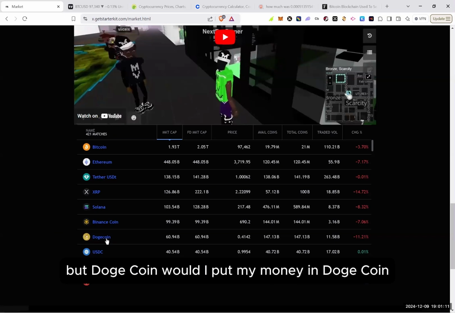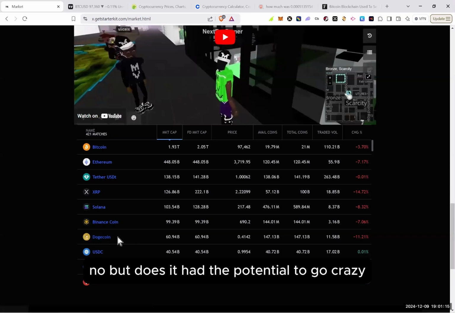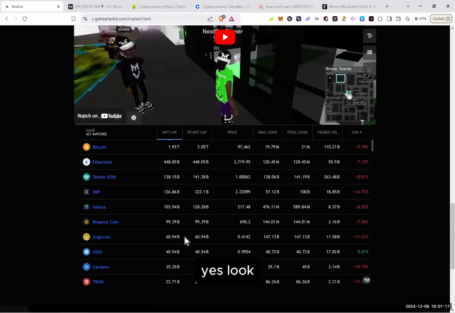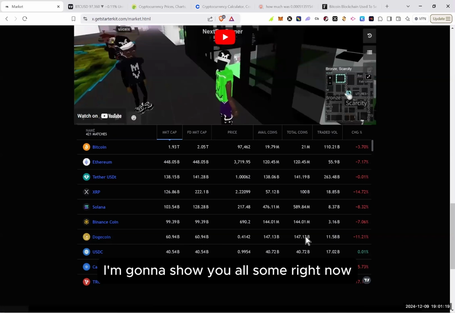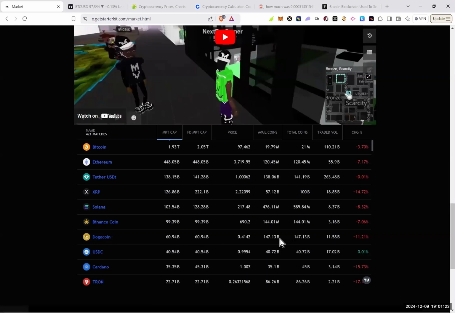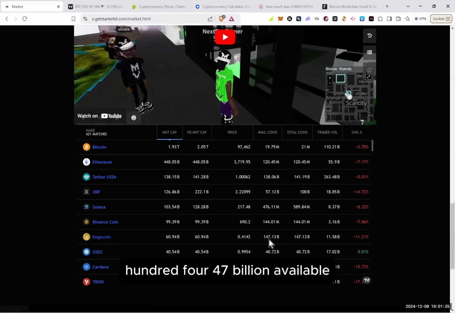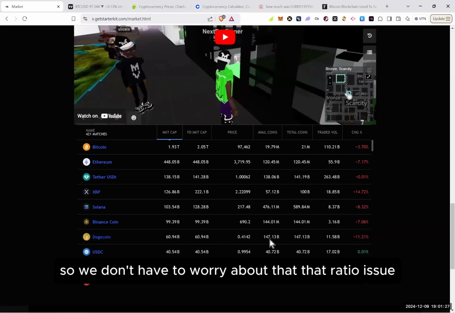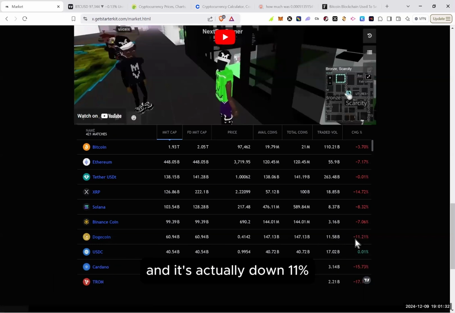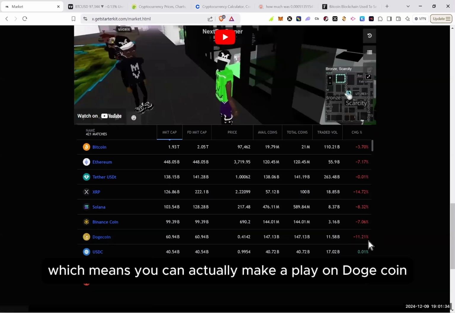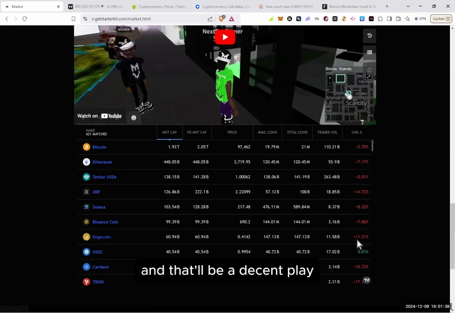But Dogecoin, would I put my money in Dogecoin? No. But does it have the potential to go crazy? Yes. Look, I'm going to show y'all something right now. It is 147 billion tokens, 147 billion available, so we don't have to worry about that ratio issue. 11 billion went through it today and it's actually down 11%, which means you can make a play on Dogecoin, and that'd be a decent play. Price right now, 41 cents.